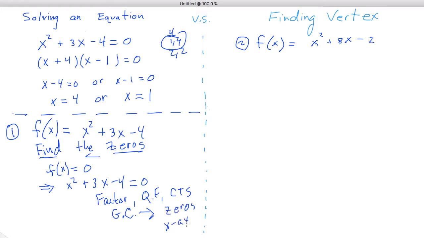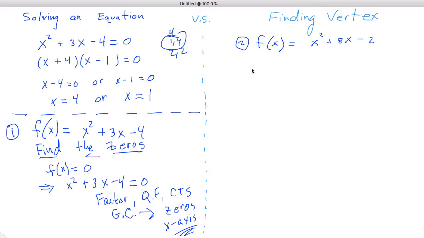You are not looking for the vertex. You're looking on a graph for where it crosses the x-axis, and it will tell you the zeros of the function. Okay, and also we are looking for two answers. Now, we'll come back to a different problem like this, and I'll show you how to complete the square to do this. But let's first find the vertex of this function.